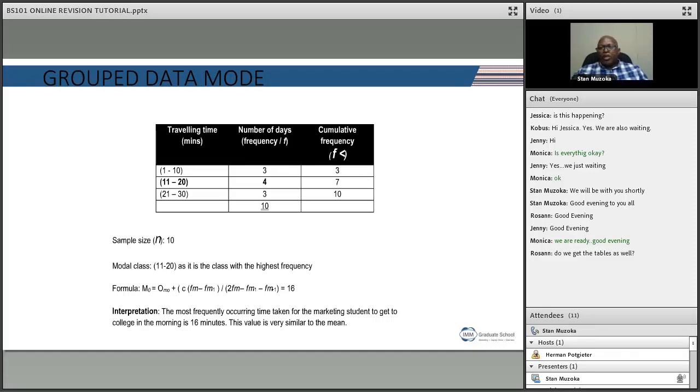Rosan is asking a question, do we get the tables as well? Which tables, Rosan? The frequency distribution tables. If it is that, yes, you may, or you may have to create them. But you'll be given the classes. No, those tables you don't get. I'll get to that. Those tables you won't get, I will get to that.